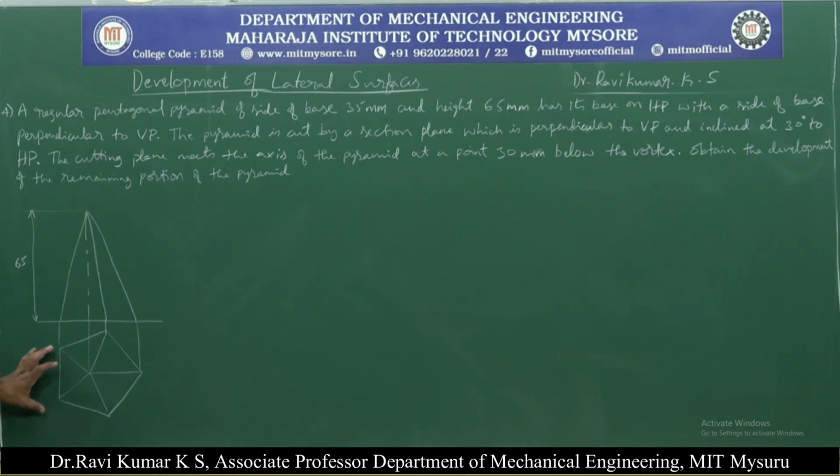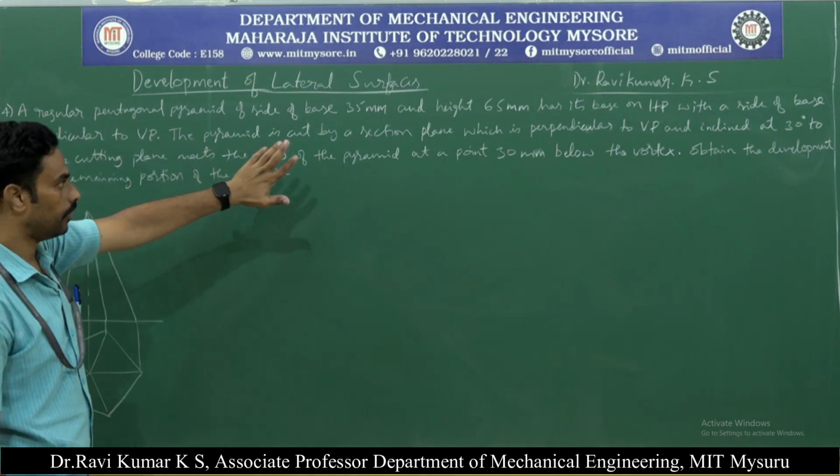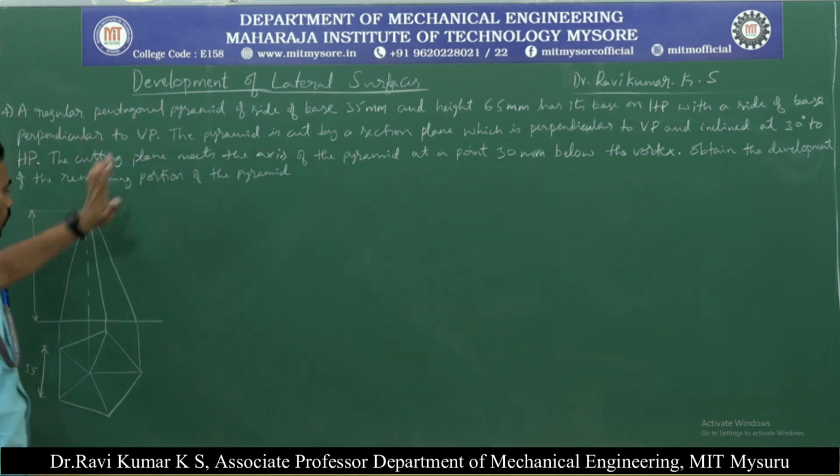It is a regular pentagonal pyramid of base side 35 mm, so this is 35 mm, 35 mm, and height 65 mm. It is already written, 65 mm. It has its base on HP with the side of the base perpendicular to VP. This is the side of the base which is appearing perpendicular to VP.